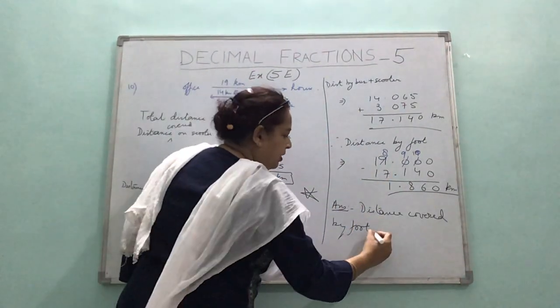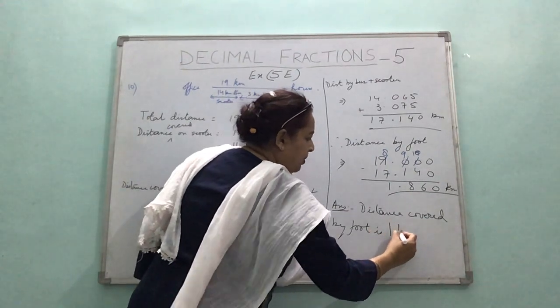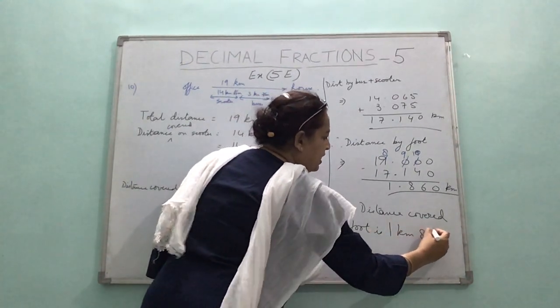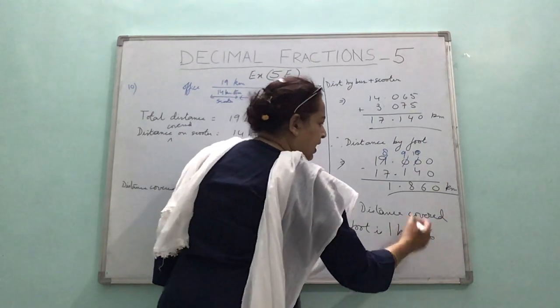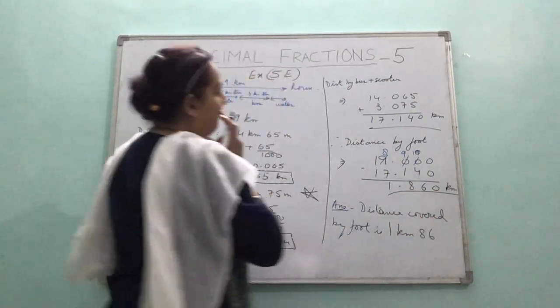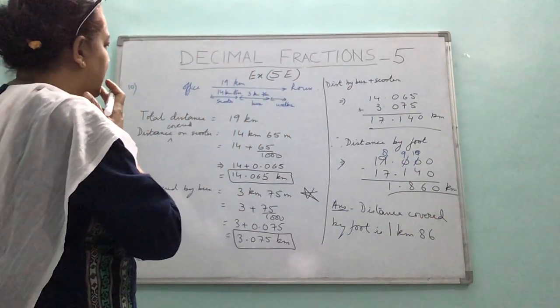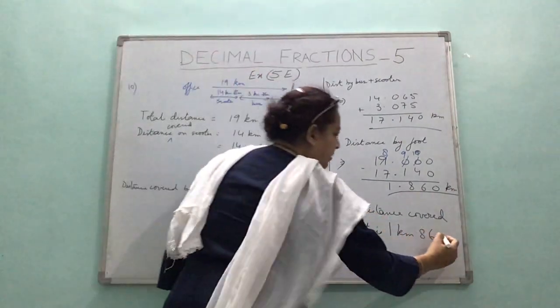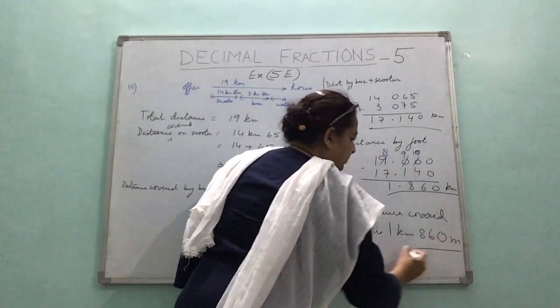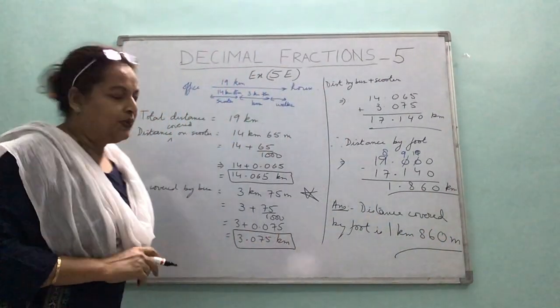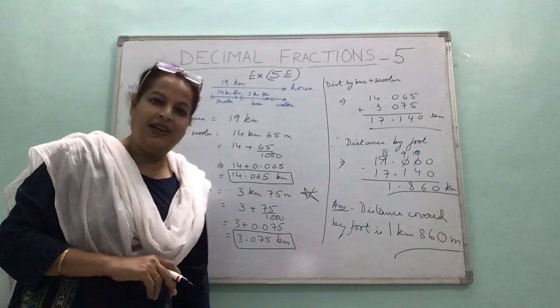Kilometer and meter is 1 kilometer 860 meters. 860 meters. 1 kilometer and 860 meters.